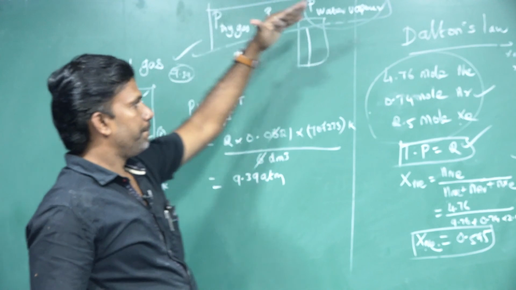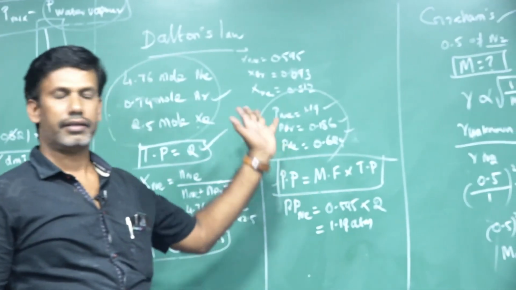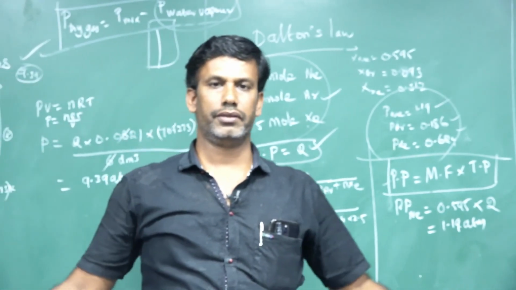Okay. Dalton's law and Graham's law, you can calculate like this. There are a lot of exam problems in your book. You may find them. Thank you.